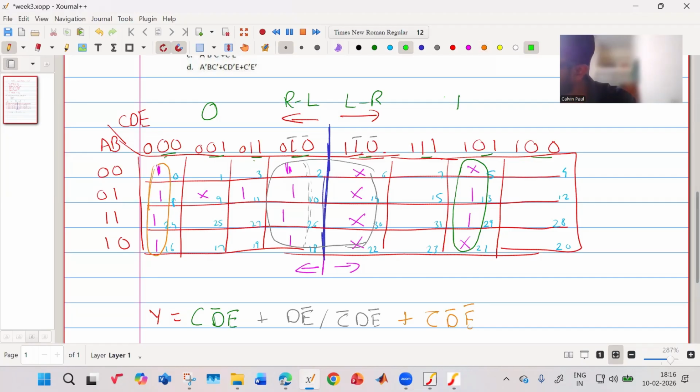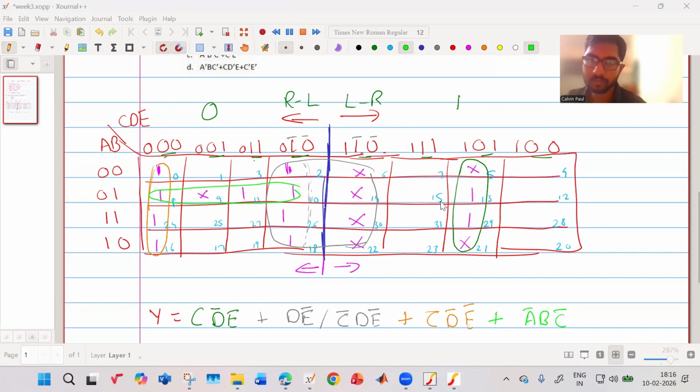Okay. And then we can also have this combination, in this color. So this would be A bar B, and what remains fixed over here is the variable C. So this is C bar. Okay. Any doubts in this part? No issues?